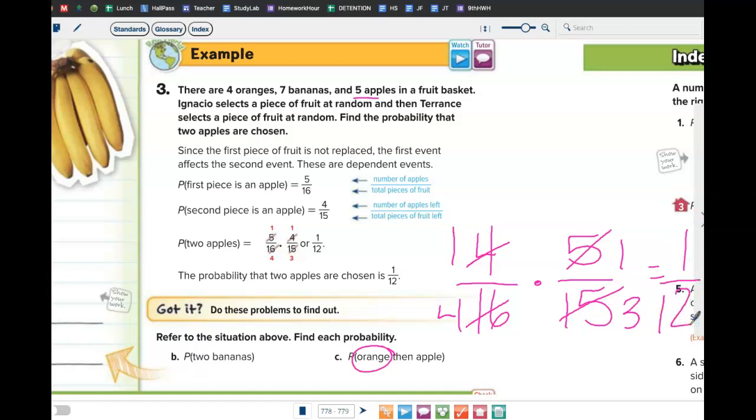1/12. Somebody type that in a calculator and tell me what the decimal is. 0.0808. Round to the nearest hundredth for me. 0.08. Ready? Put your hand out. Okay, which would be the same as 8%. Perfect.